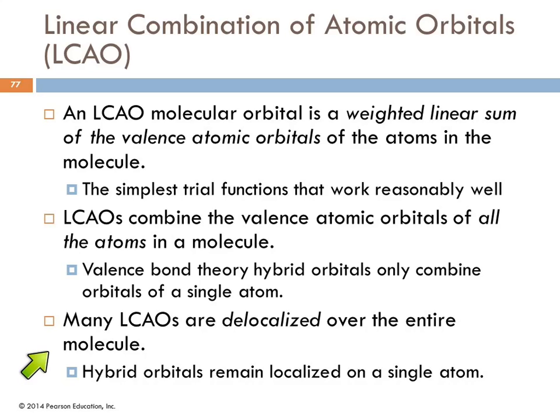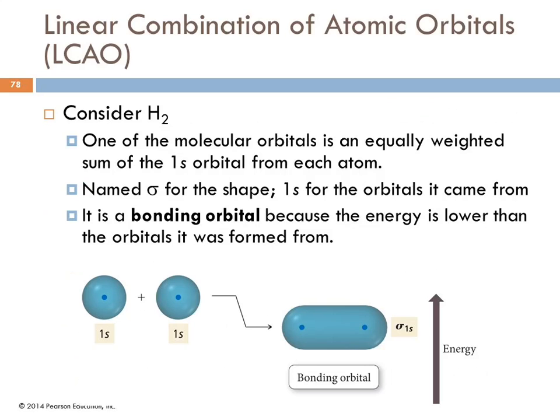These linear combinations are delocalized over the entire molecule, whereas those hybrid orbitals are localized on a single atom. Up here we were looking at, I guess this one was water, right? The hybridization on oxygen. But this is localized on the oxygen atom only. These LCAOs are delocalized over the entire molecule. So that's an important difference between valence bond theory and molecular orbital theory.